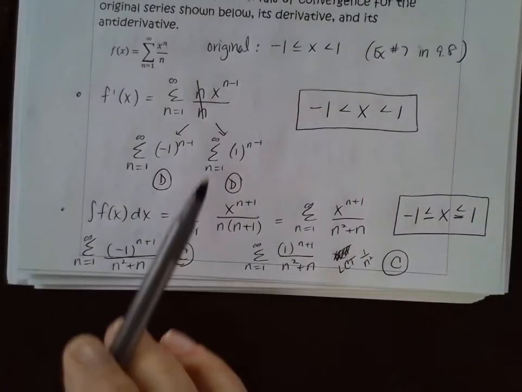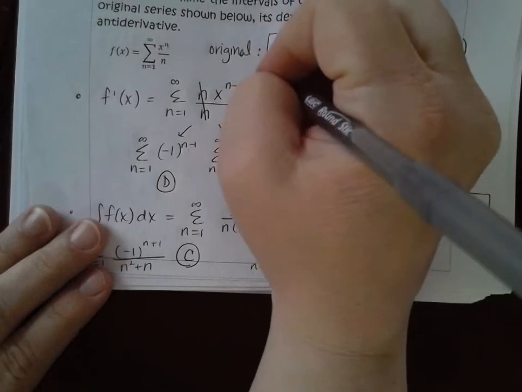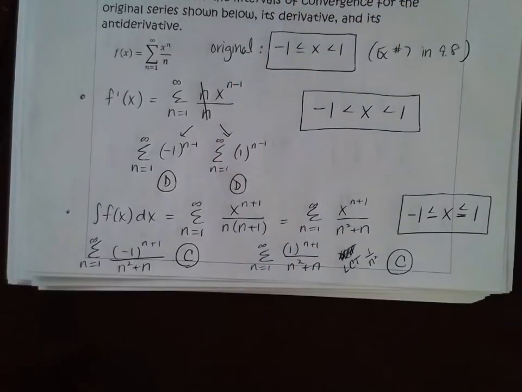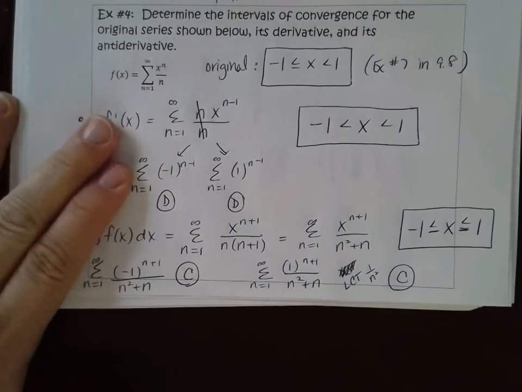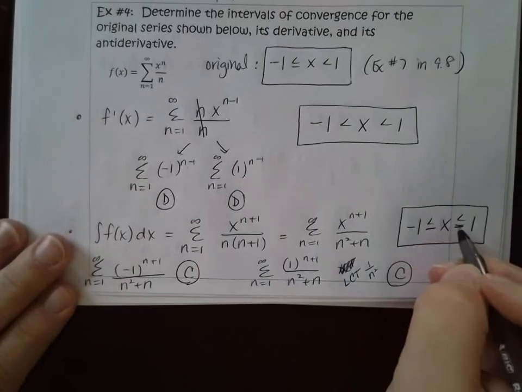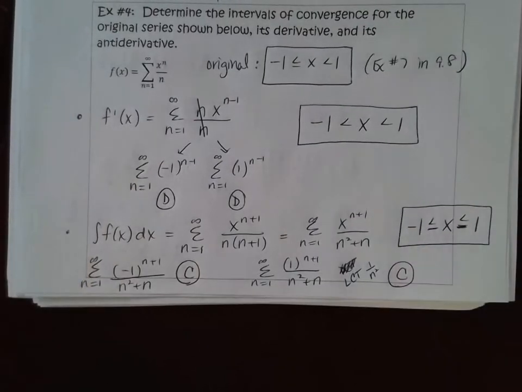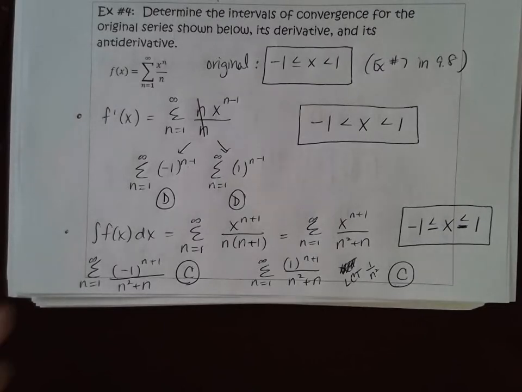Okay? So you can see that in all situations, we have three very different endpoint convergence based on our derivative, our integral, and the original. The original was only convergent on the -1 side. The derivative was not convergent in either endpoint, and the integral was convergent at both endpoints.